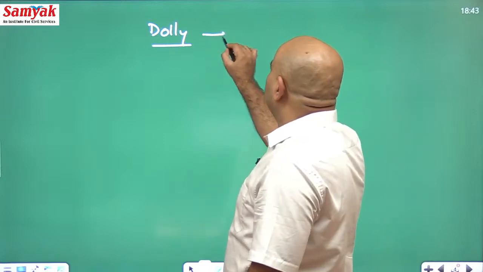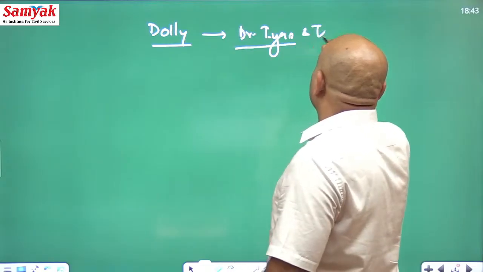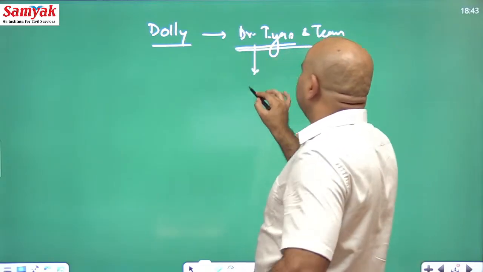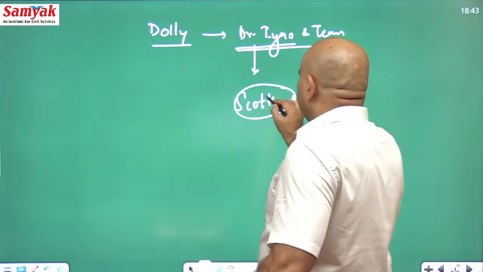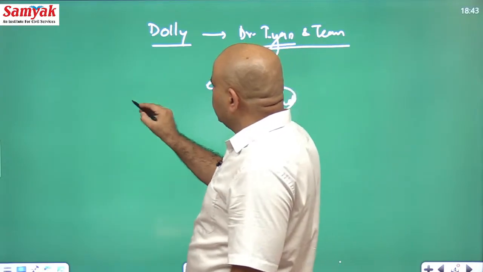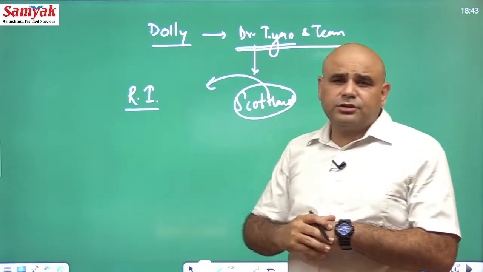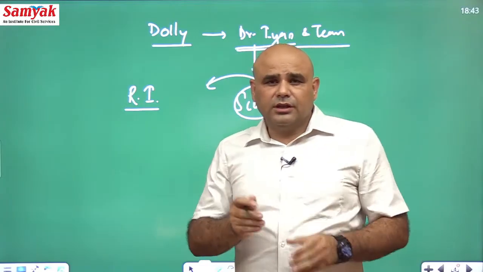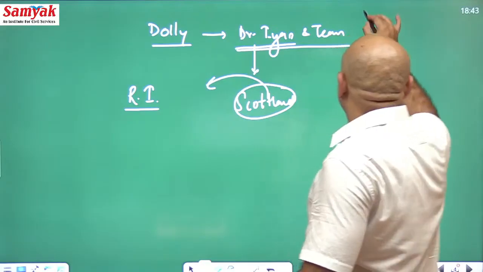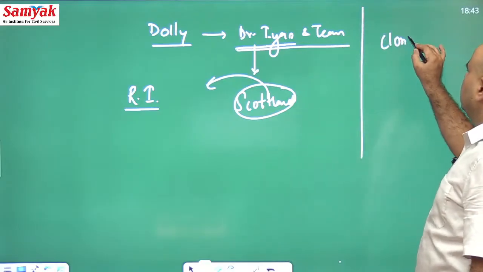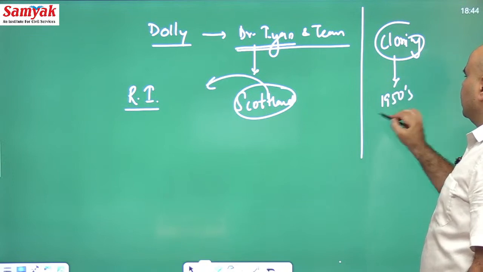It was prepared by Dr. Ian and his team. Dr. Ian and his team were working in Scotland in one of the very famous institutions, Roslin Institute of Science. In Roslin Institute, when they were researching the previous cases of cloning, for your kind information, the process of animal cloning belongs to the 1950s. Don't forget this.